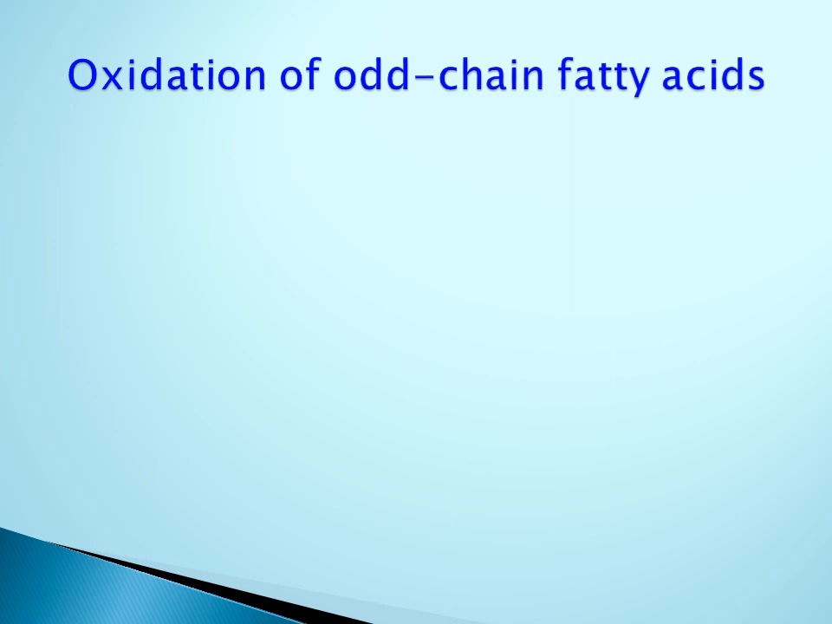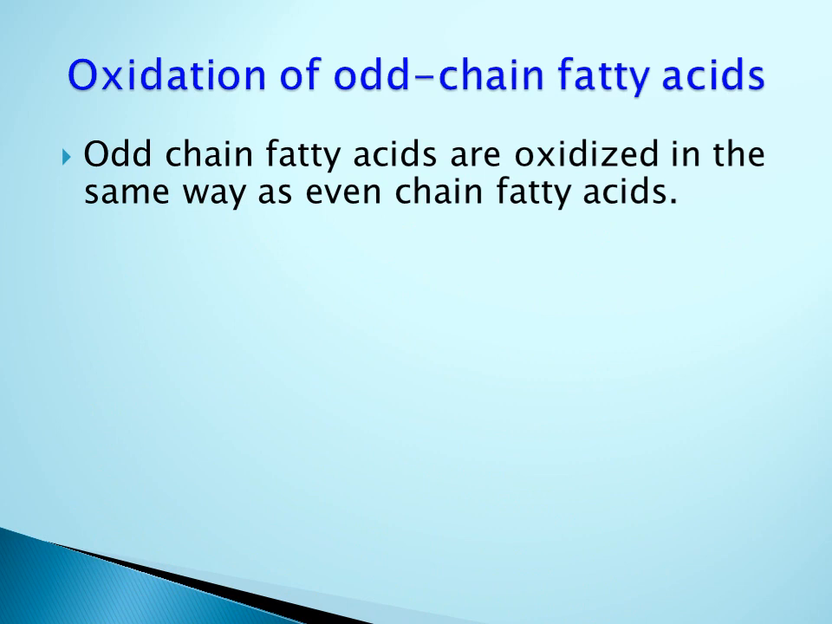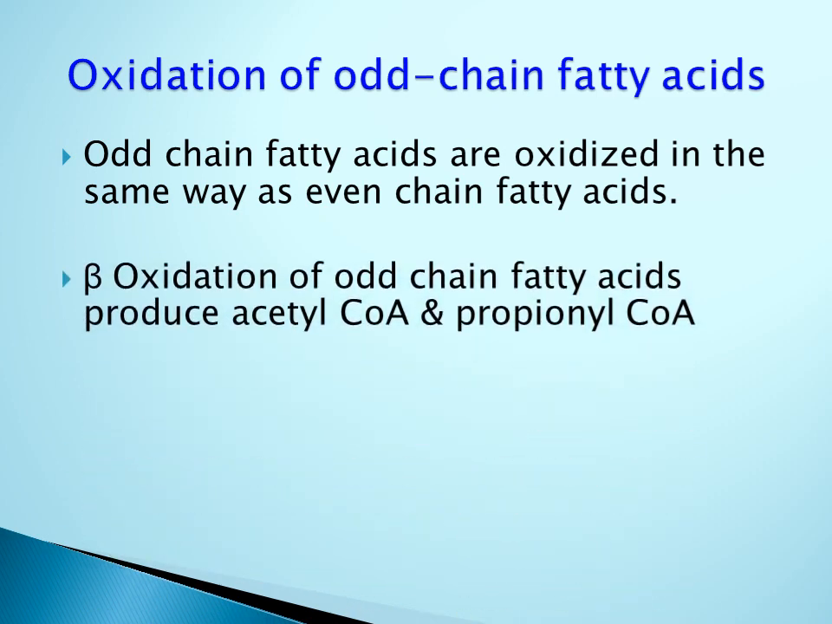After studying the disorders of beta oxidation of fatty acid, now we can see oxidation of odd chain fatty acids. Odd chain fatty acids are the fatty acids having total carbon 1, 3, 5, 7, 9 like that. So these odd chain fatty acids are oxidized in the same way as even chain fatty acids. What it means? Odd chain fatty acids also undergo beta oxidation, and in beta oxidation odd chain fatty acids produce acetyl coenzyme A and propionyl coenzyme A.